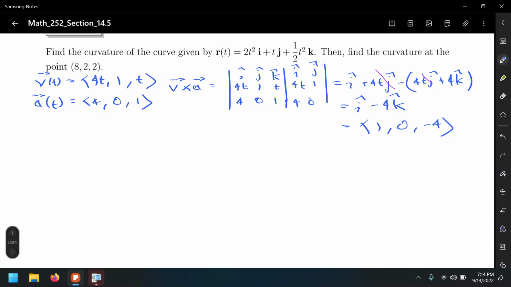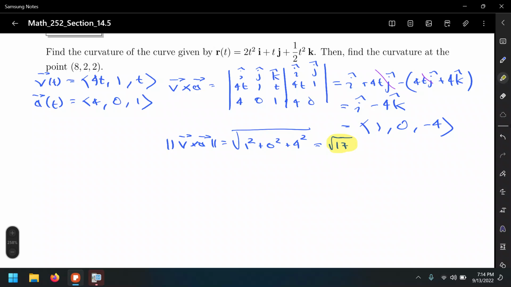So we got the cross product of the velocity and the acceleration vector. Let's find the magnitude of this vector. That's the square root of 1 squared plus 0 squared plus 4 squared. And this should give us 1 squared, which is 1, plus 4 squared, which is 16. That's the square root of 17. All right, that's the first piece of information before we compute this in the formula.